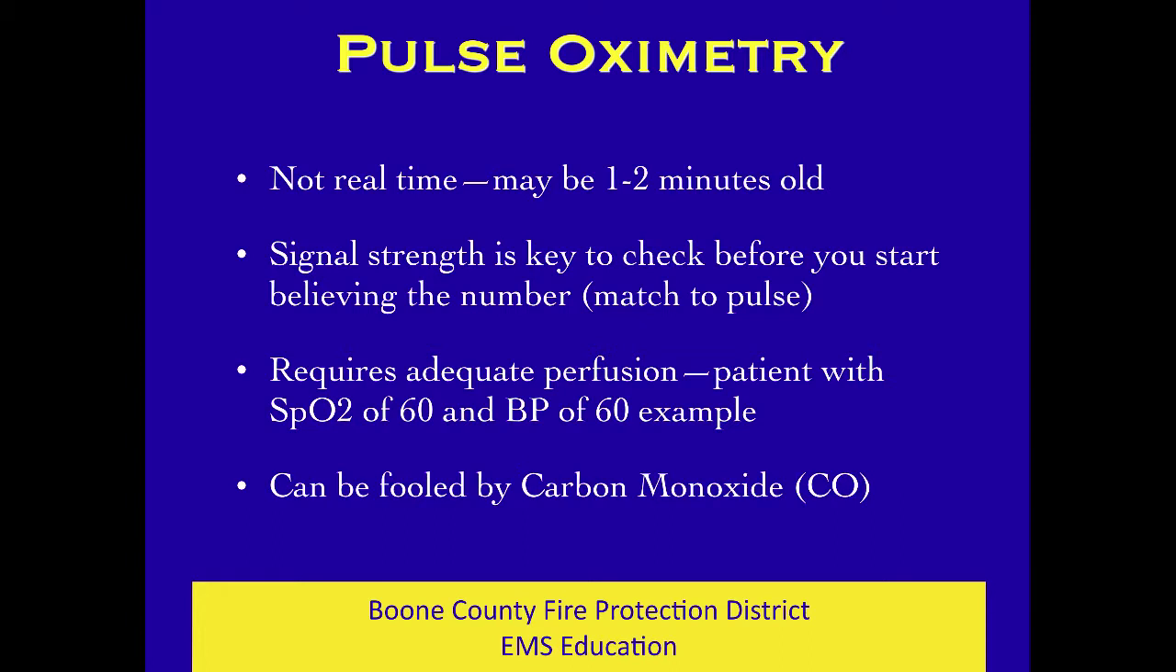Don't forget that. Signal strength is really important. Before you start believing the pulse ox, let's make sure it can at least count the pulse. So you would watch the blinking light or the waveform indicator off your pulse ox and match that to the patient's pulse. If those two match, then you can believe the oximetry reading is at least coming from a strong signal. You've got to have adequate perfusion. If your patient's pulse ox says 60 and his BP is 60, we don't really know what his pulse ox is because his BP is so low, his perfusion is so poor. So if we can get that BP to a normal range, then we can believe that pulse ox, and we'll go through that over and over.